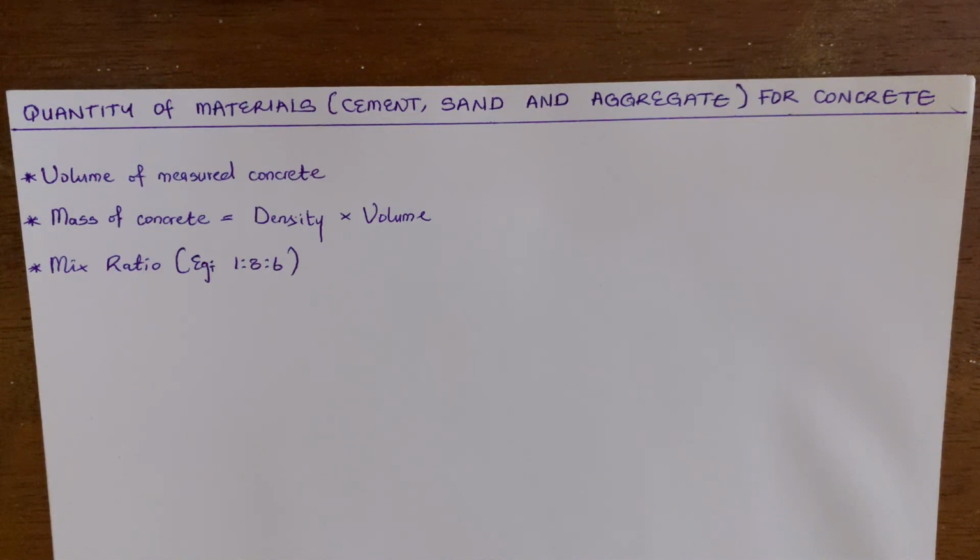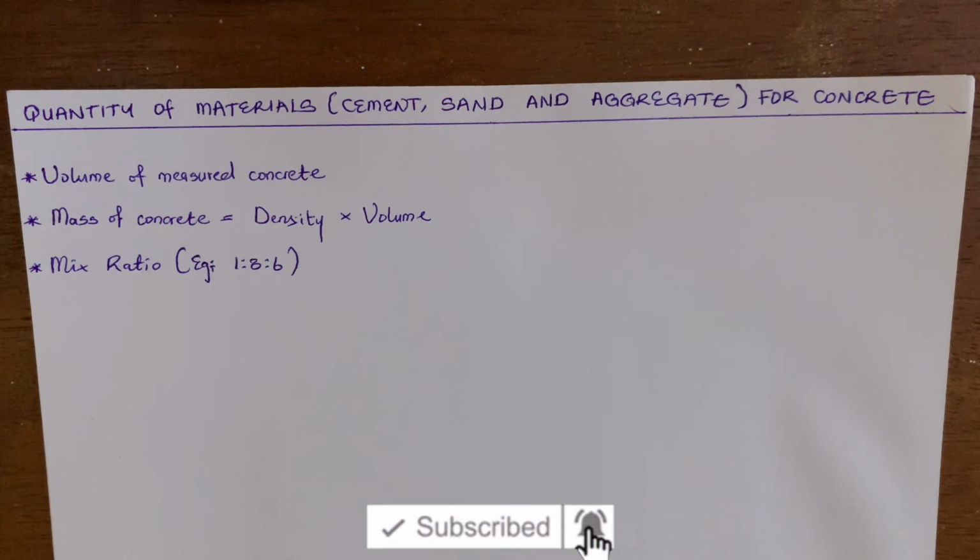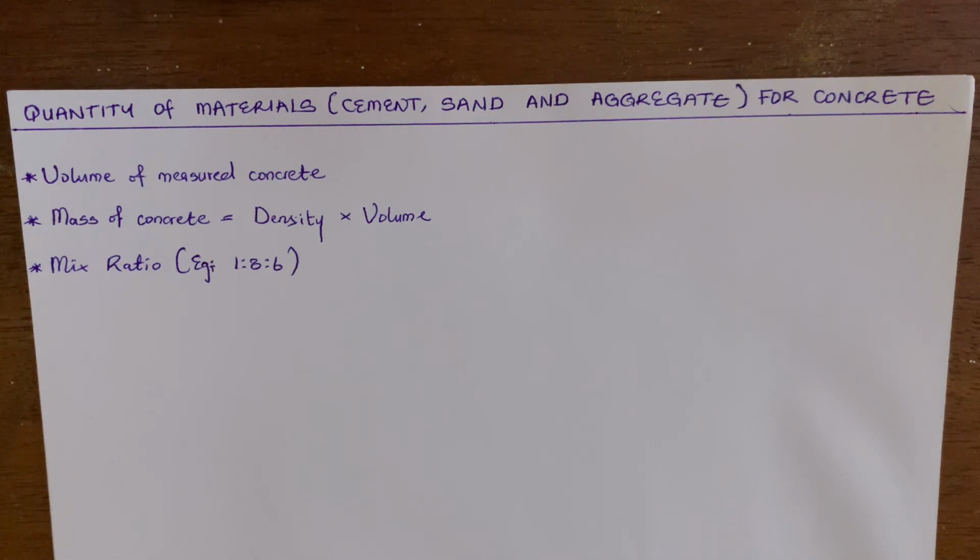In today's video, we're going to be treating how to calculate for the quantity of materials needed for our concrete. Meaning that in this video, we're going to be learning how to calculate for the quantity of our cement, sand, and our aggregate. So as you all know, concrete is made up of three materials: cement, sand, and aggregate.